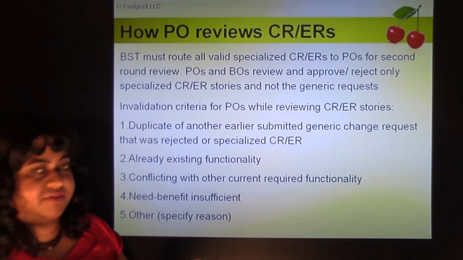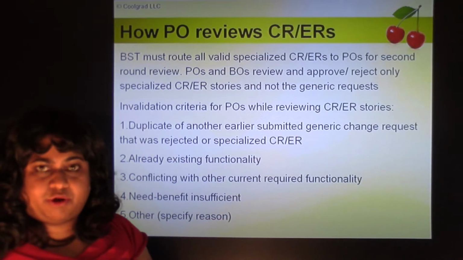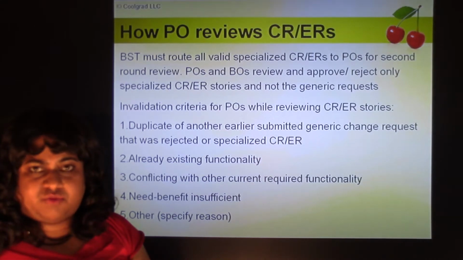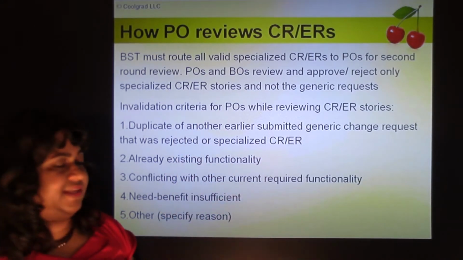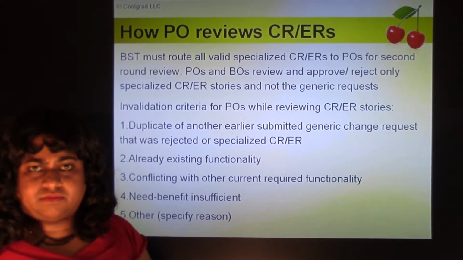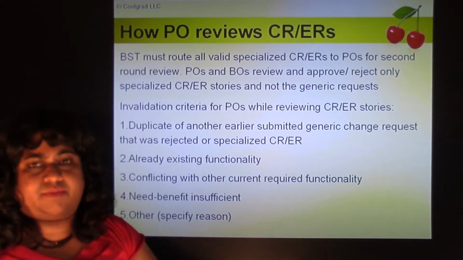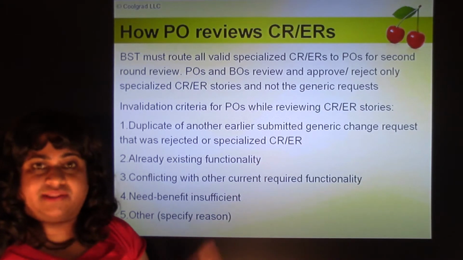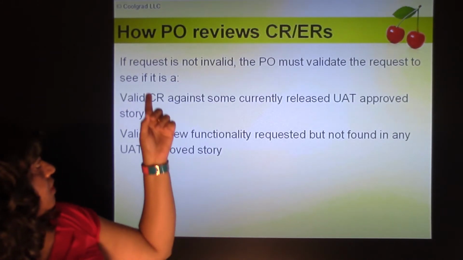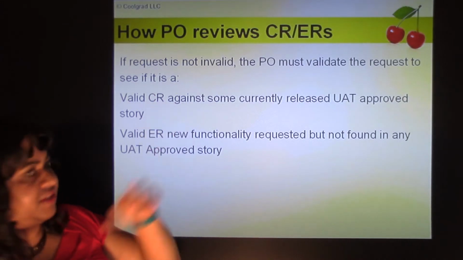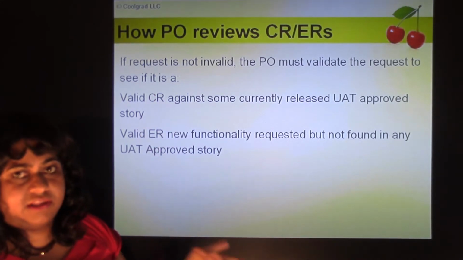So specify the reason. When the product owner gets a change request story or enhancement request story, the first thing they have to do is go over all these invalidation criteria. And if it's invalid for any of these reasons, they mark it invalid and reject it. And only then they try to validate it to see if it's valid. So if it's not invalid, then it's probably valid.